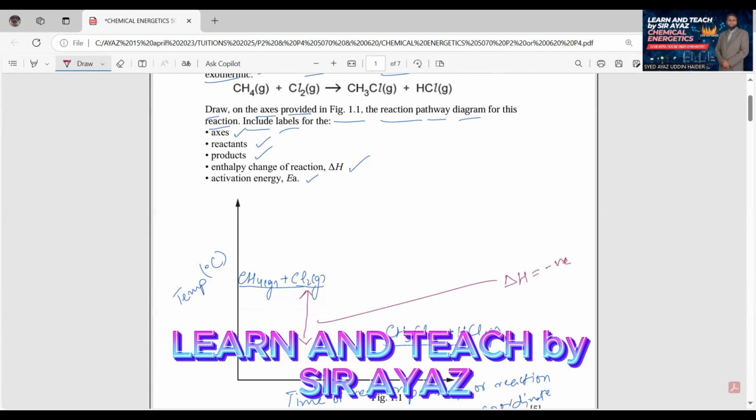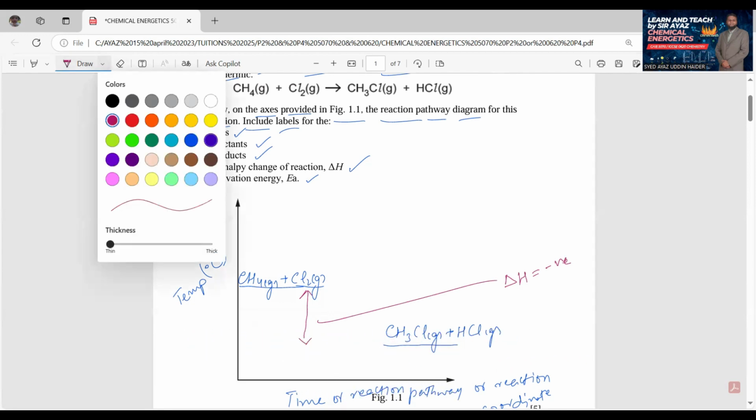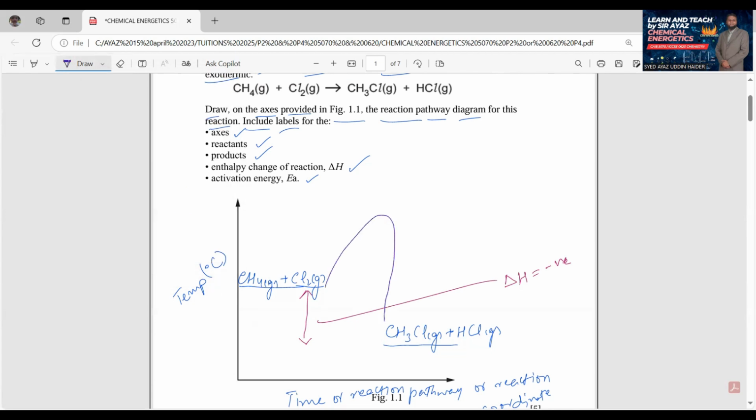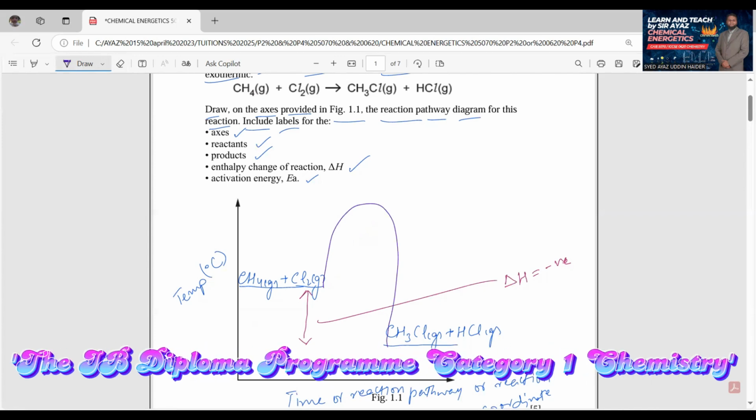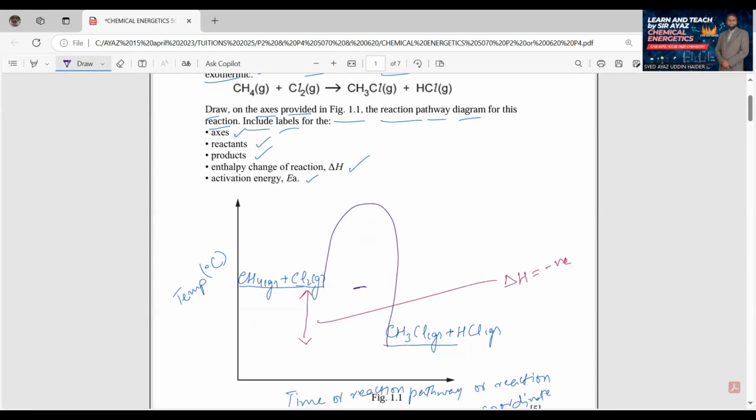Last thing, but not the least, it's activation energy. So for activation energy, you have to show the hump, energy hump. It will be like this. So it must be along the line of reactant. This is activation energy EA, and it's always positive.